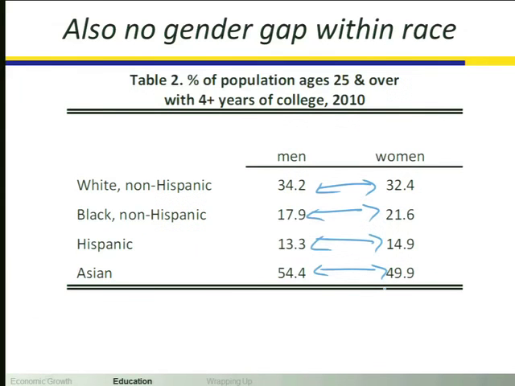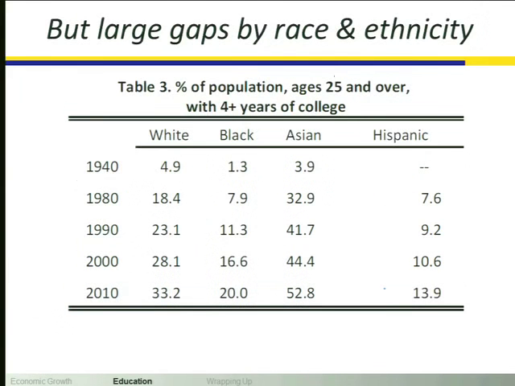Combining male and female and giving you a perspective over time is the next table. Table 3 shows the percentage of the population, again, this is ages 25 and over, with 4 or more years of college. And there you see very pronounced differences in college attainment rates by race and ethnicity. So if we look just at the last row, 2010, you can look at earlier rows as well if you wish. The white population, about 33% of those ages 25 and over have a college degree.